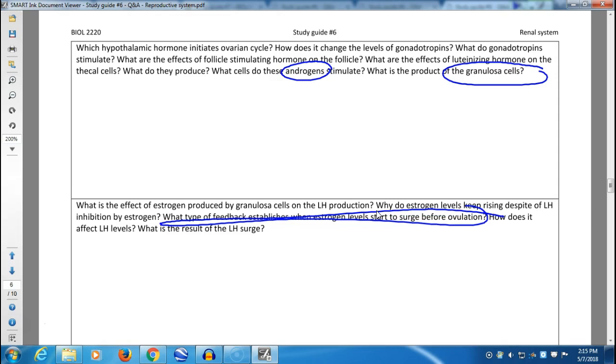They go down a little and then they go up. Progesterone starts to climb after the ovulation, because what produces progesterone? Corpus luteum. So during luteal phase, progesterone and estrogen are up. We're clear.